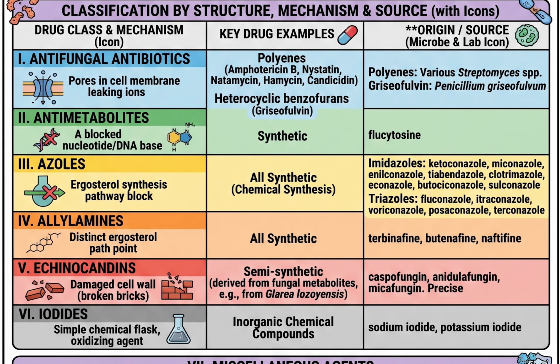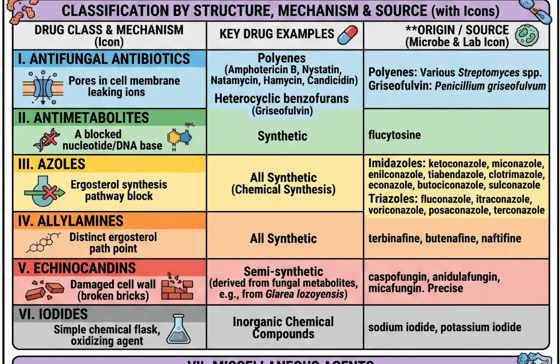First one are antifungal antibiotics. They are polyenes and heterocyclic benzofurans. Polyenes are amphotericin B, nystatin, natamycin, hamycin, and candicidin. Polyenes are obtained from Streptomyces species, while heterocyclic benzofurans like griseofulvin, which is also an antibiotic, is obtained from Penicillium griseofulvum.